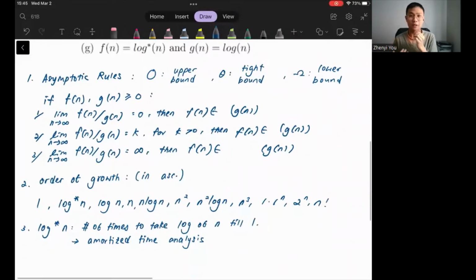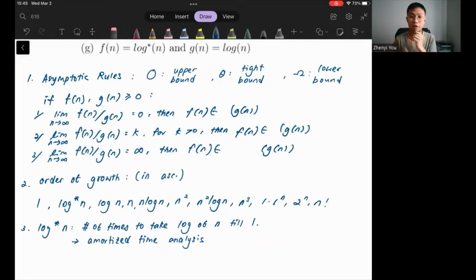Okay, before we go into the question, let's go through some of the notes that might be helpful to us in solving the problem. So first of all, we have asymptotic rules. We know that asymptotically, big O is an upper bound, big theta is a tight bound, and big omega is a lower bound. Another mathematical definition for these asymptotic bounds is as follows.